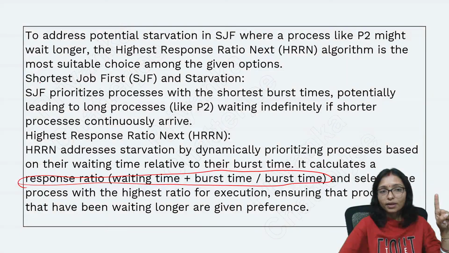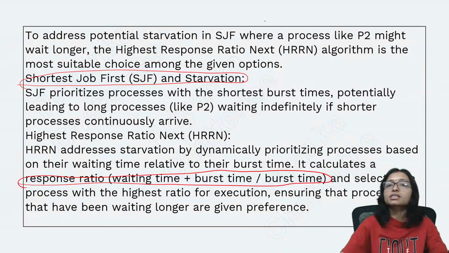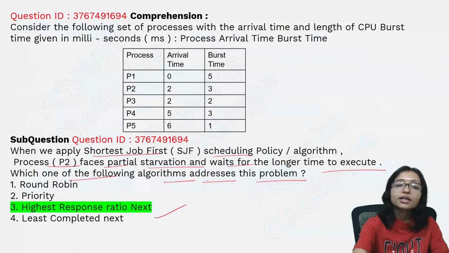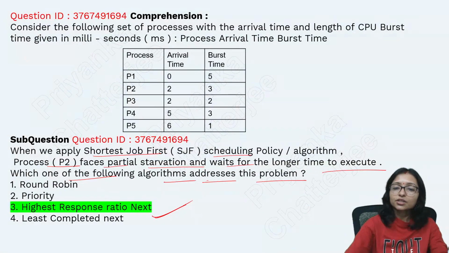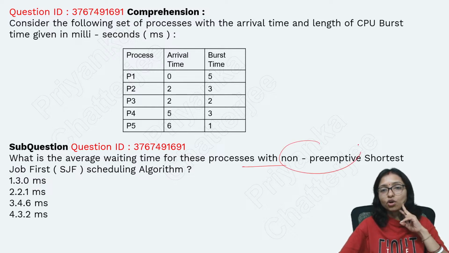That's why the problem was there in shortest job first, that starvation problem. That starvation problem will be overcome with HRRN, right? So that's why your answer is this one. Now another question is this: what is the average waiting time for the non-preemptive shortest job first, SJF?